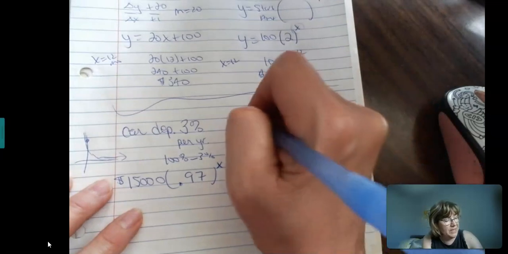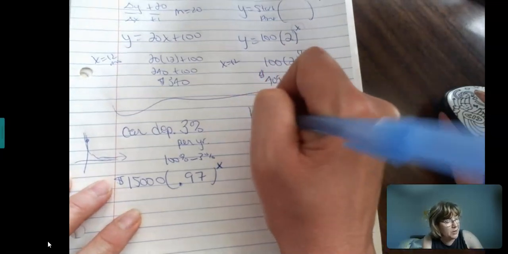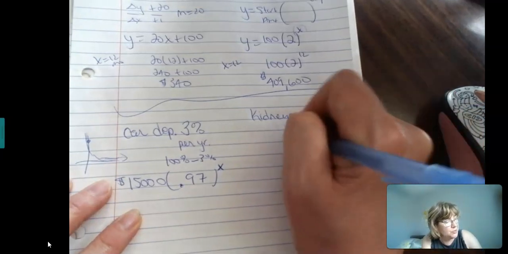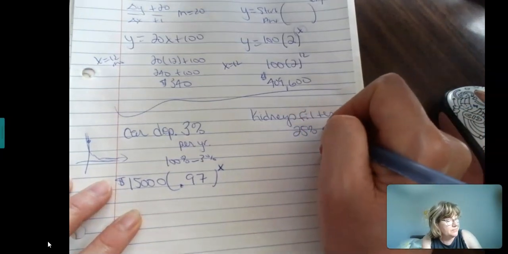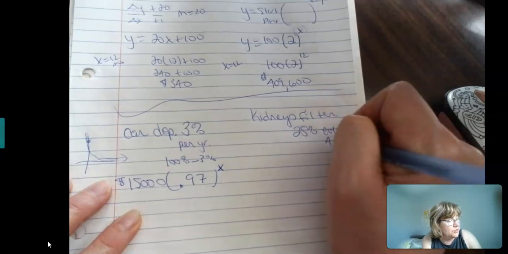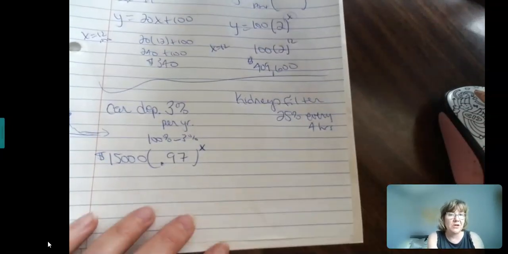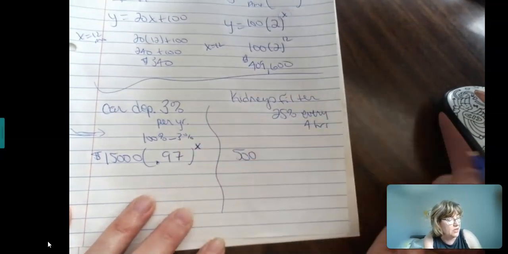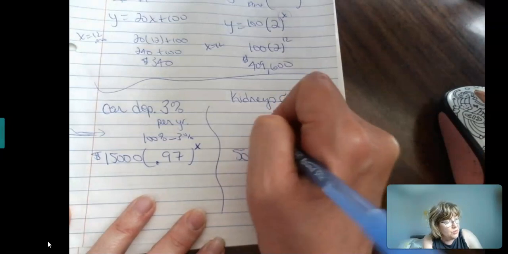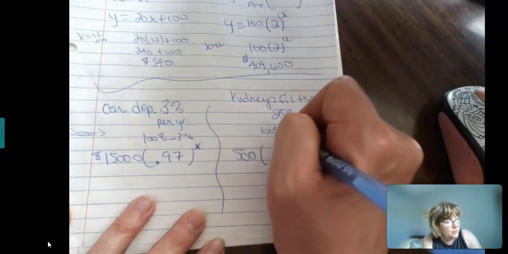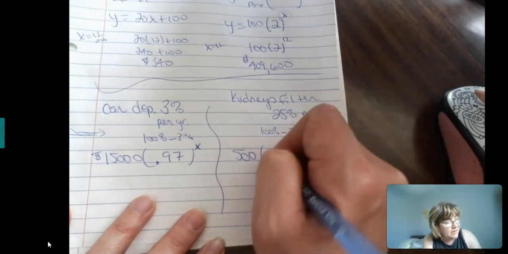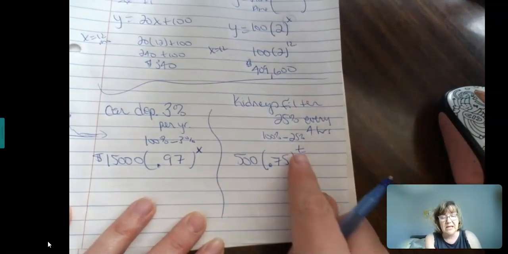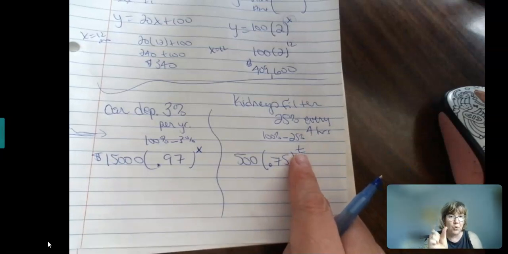Okay, so this could be like, say your kidneys filter out, say 25% every 4 hours. Now, it kind of depends on how you write your exponent here, but say you take 500 milligrams of Tylenol or something like that. You would have 100% of the meds, but you're losing 25%, so you're only keeping 75%. Now, you could either say time period, and T could be sets of 4-hour time periods.